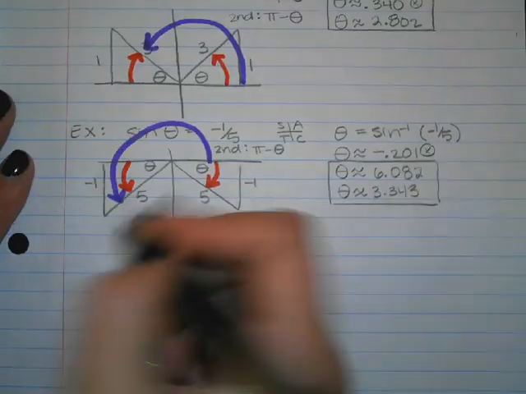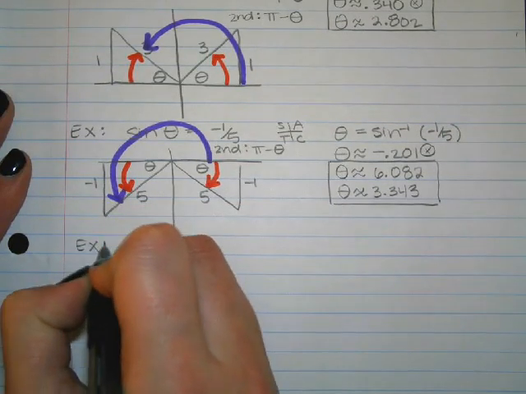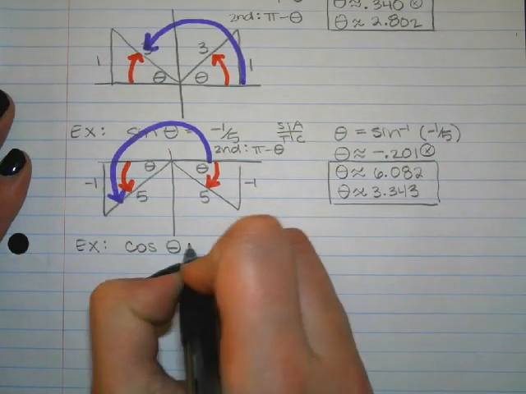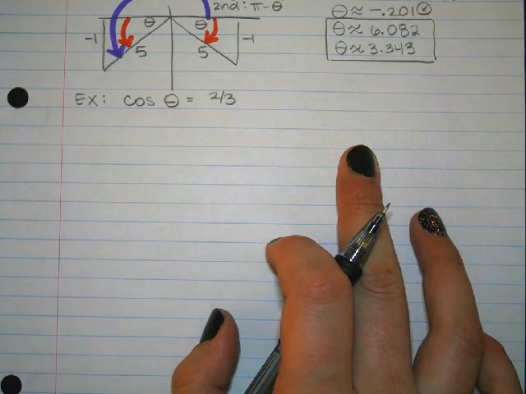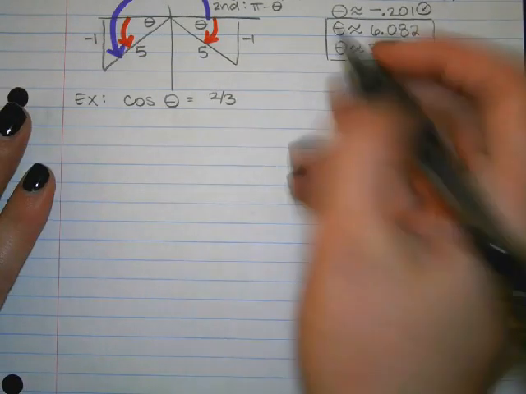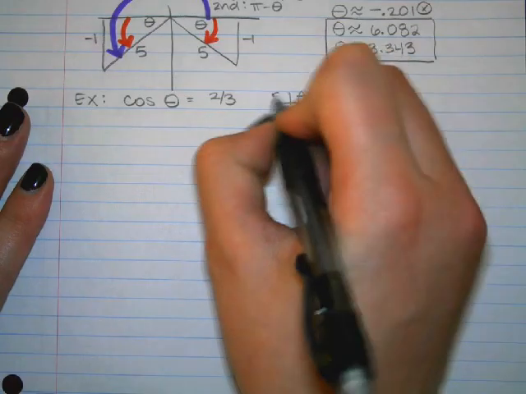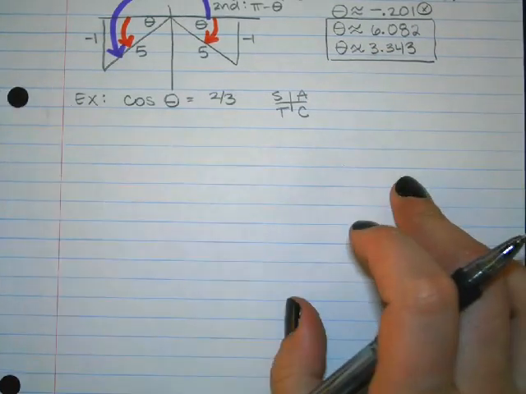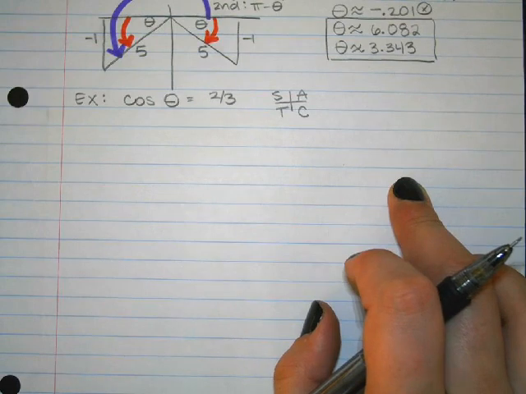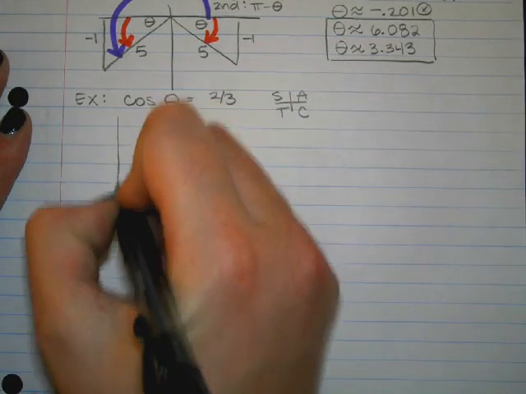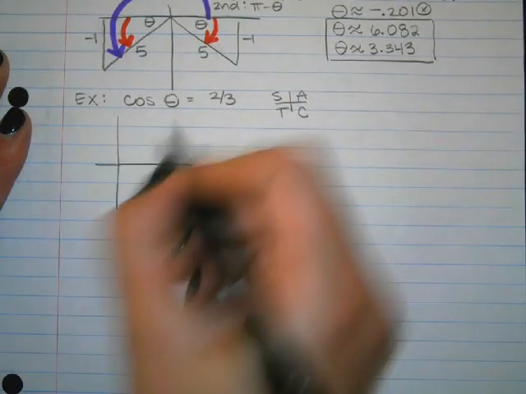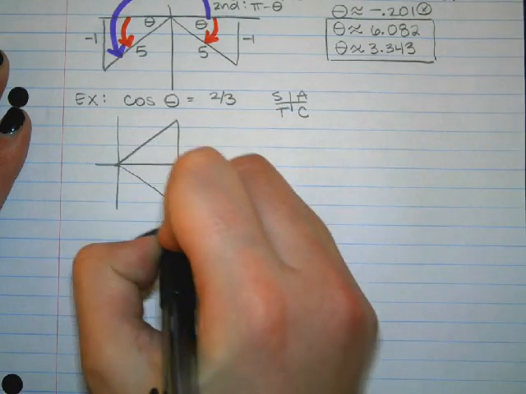So we're going to say cos theta equals 2/3. Cos theta equals 2/3. And so what quadrants should I draw my picture in? 1 and 4. So where all are positive and then where cos is positive. So all students talk constantly tells me quadrant 1 and quadrant 4.